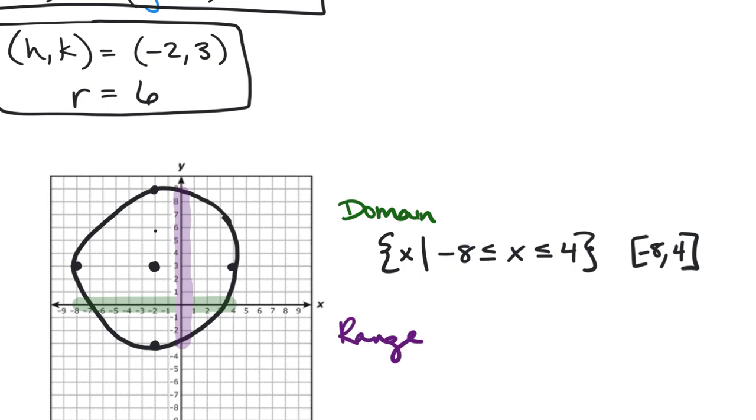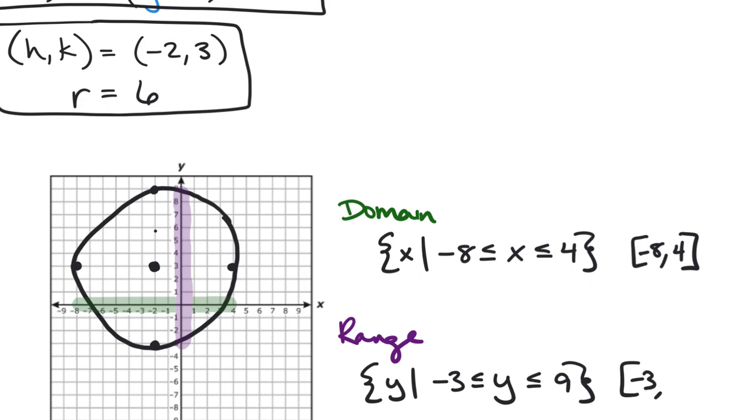The range would be y such that negative 3 is less than or equal to y, which is less than or equal to 9. Or in interval notation, from negative 3 to 9.